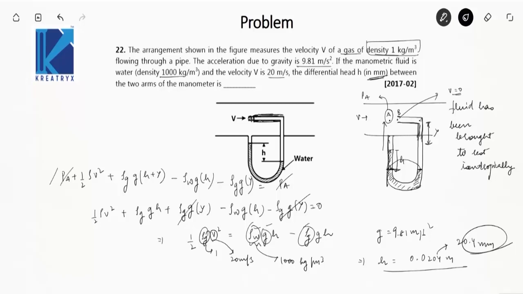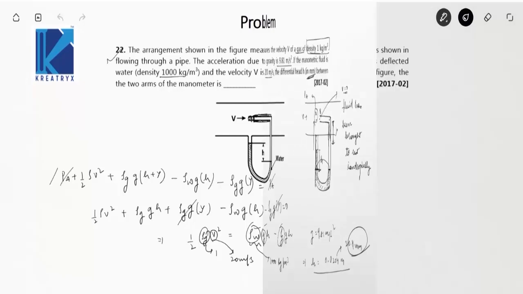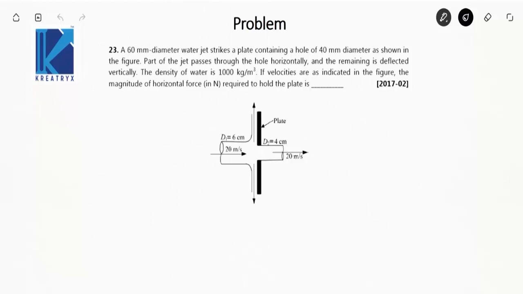Next question. This was a nice question actually. The concept of pitot tube and manometry was used. A 60 mm diameter water jet strikes a plate containing a hole of 40 mm diameter as shown in the figure. Part of the jet passes through the hole horizontally and the remaining is deflected vertically. Density of water is 1000 kg per meter cube. If the velocities are as indicated in the figure, the magnitude of horizontal force required to hold the plate is.